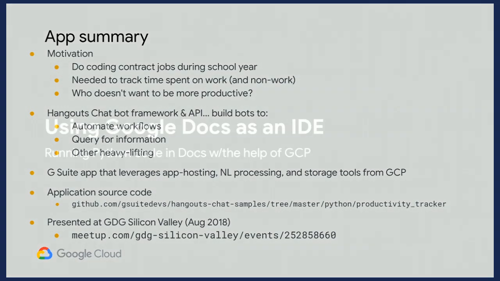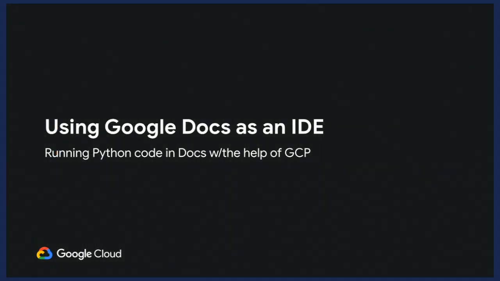Okay, cool. All right, so that was his first summer project. And of course, he took a little while to do that because he had to get up to speed. So he didn't leave a lot of time for this second sample that he did. But this one I think is pretty cool too. This is using Google Docs as a coding IDE, which means that it basically allows you to write Python code in Google Docs and have it run using the help of GCP.